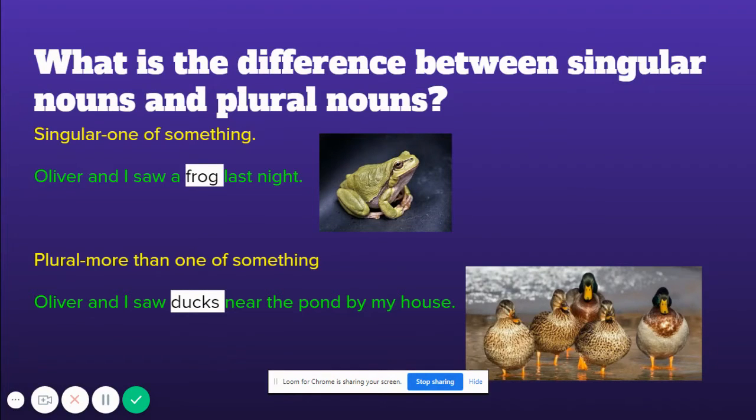Plural means more than one of something. Oliver and I saw ducks near the pond by my house. What did we see? We saw ducks. Did we see just one duck? No, we saw lots of ducks. If you look at the picture, you can see we saw lots of ducks.